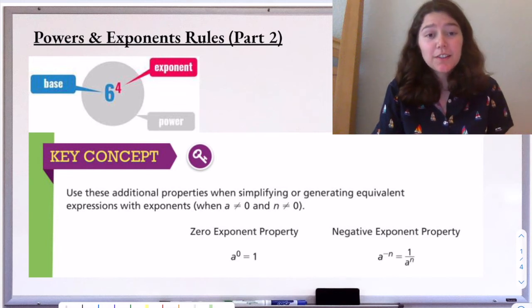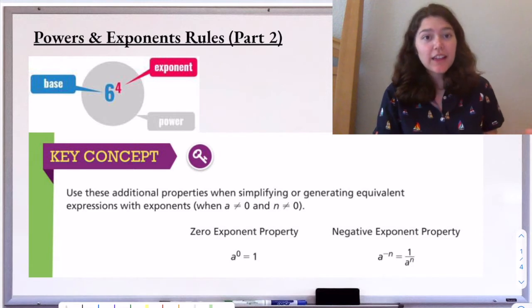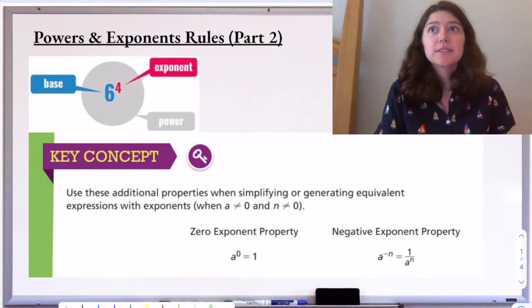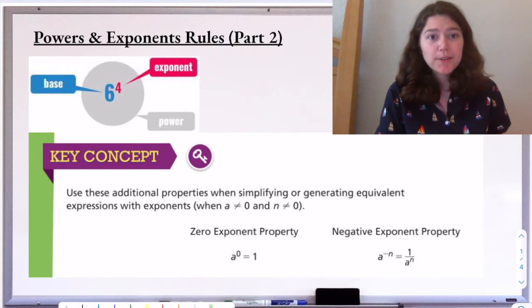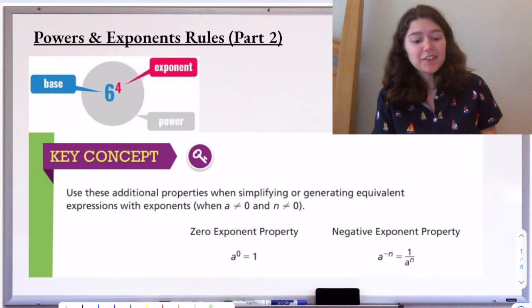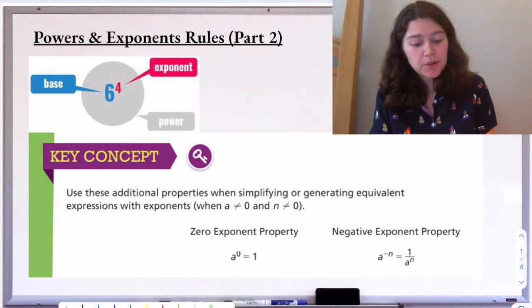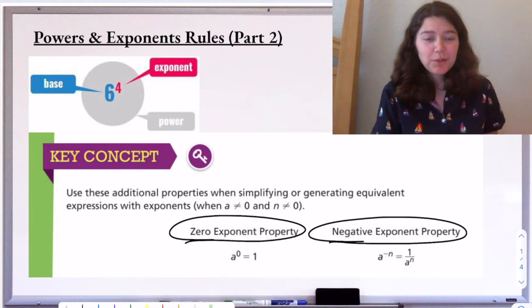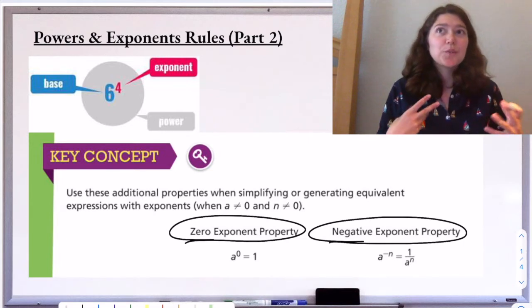And welcome to today's video on powers and exponent rules, part 2. So last week we learned about multiplying powers, dividing powers, and taking powers to powers. This week we're wrapping up our powers and exponents rules by learning about the zero exponent property and the negative exponent property. So in some ways what we're doing this week will feel very weird, right?